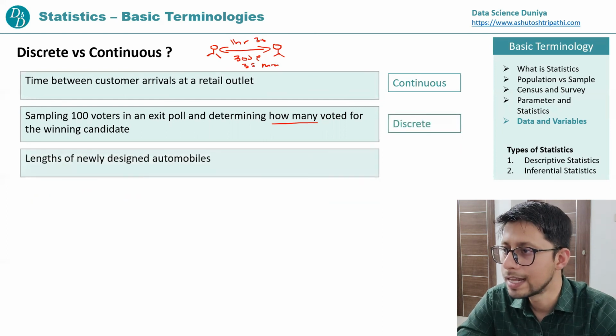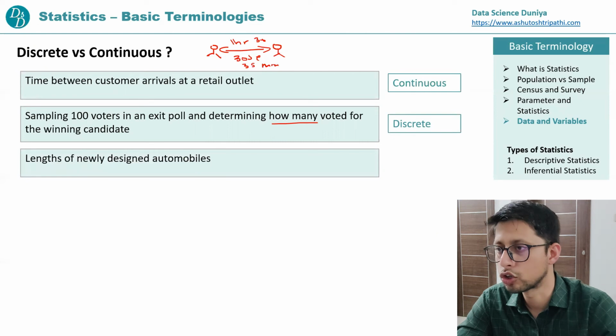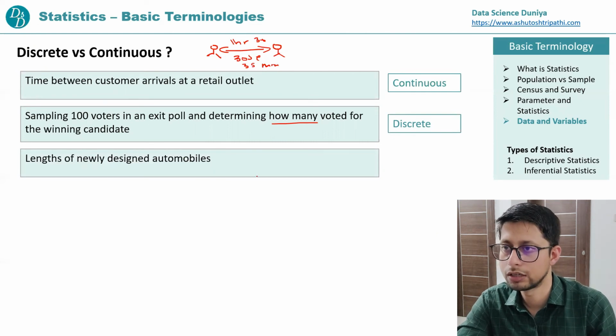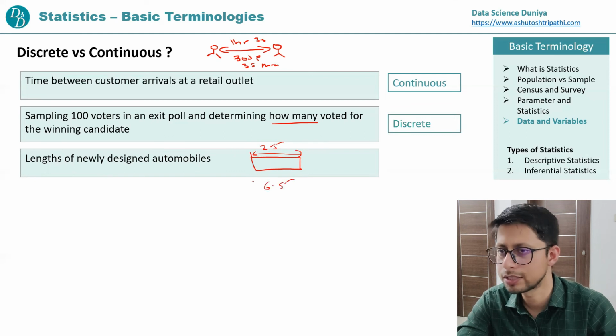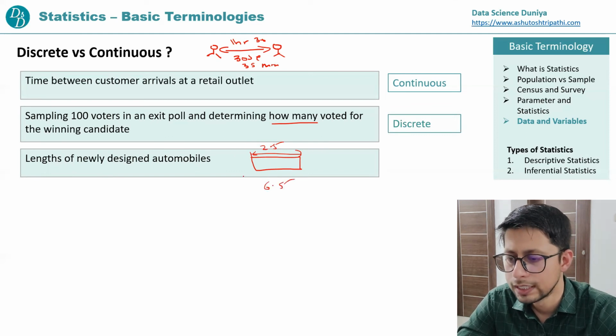Then another, length of a newly designed automobile. Whatever the newly designed automobile is, what is the length, right? It could be any length, right? So suppose this time you are designing for 2.5 inches, and then the second time 6.5 inches, any size it could be, right? So that's why it could be a continuous variable.